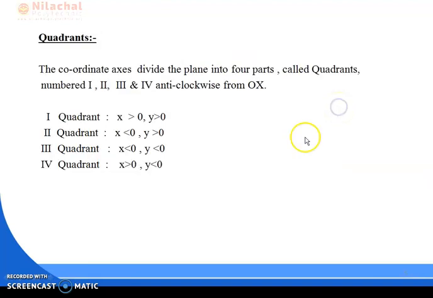Now, what do we mean by quadrant? The axes X'OX and Y'OY divide the plane into four regions called quadrants. There are four quadrants: first, second, third and fourth, measured anti-clockwise from the OX line. In the first quadrant x is greater than 0, y is greater than 0. In the second quadrant x is less than 0, y is greater than 0. In the third quadrant x is less than 0, y is also less than 0. And at last, in the fourth quadrant x is greater than 0, y is less than 0.